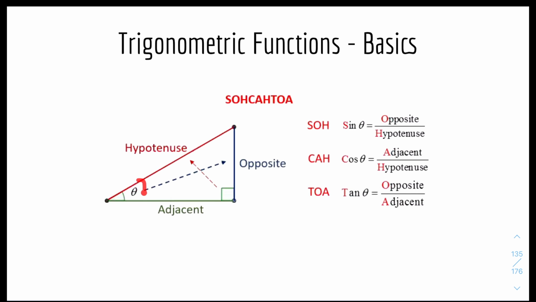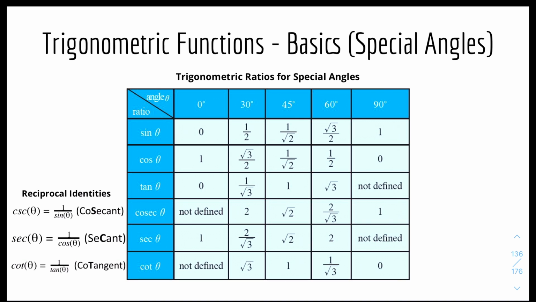Let's say this were the angle theta. This line right here will be adjacent, because adjacent is right next to the angle. And this length right here will be opposite, because it's opposite to the angle. So SOH means sine theta equals opposite over hypotenuse. Cos theta is adjacent over hypotenuse, and tan theta is equal to opposite over adjacent, in terms of the length.